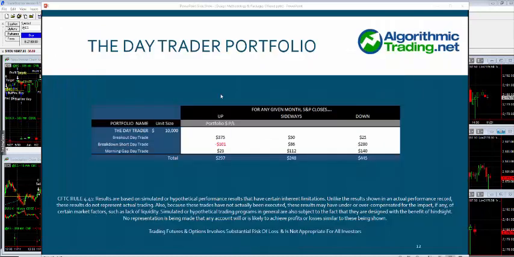The day trader is a portfolio that we put together mainly because there are some people that do not want to hold positions overnight or over the weekend, and they don't want to do options trades. So this is only the day trade algorithms. The unit size on this one is $10,000, so each unit traded is 10K.